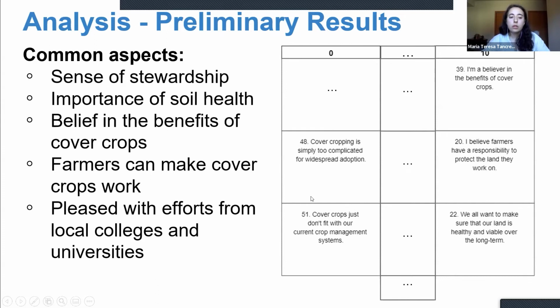And then generally they seemed pleased with the efforts from local colleges and universities in sharing information and promoting cover crops. So these were the common aspects, but these farmers were not all the same. So we also had some more specific differences.